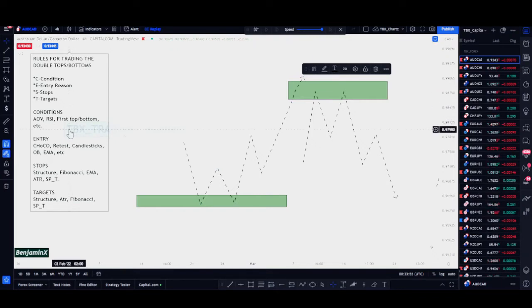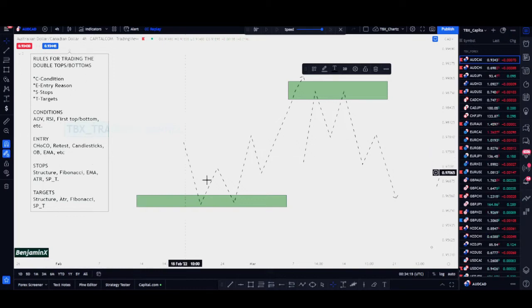So now, my entry. I call this Coco. Somehow funny. It is called change of color. So that's one of my entries, and I'm going to explain that very soon. Change of color, on my second top or my second bottom. One of my major entry reasons is seeing a change of color candle.